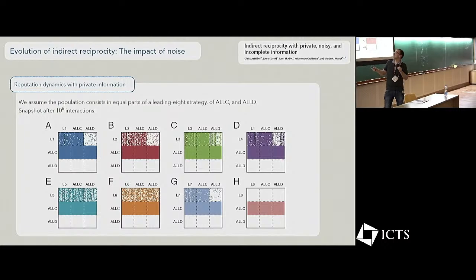And also, most players believe that other L1 players actually deserve a good reputation. Not every one of them, you see these white dots, and this is because of, for example, perception errors and incomplete information. But this is the general pattern. And this, by the way, is perhaps also what you want.